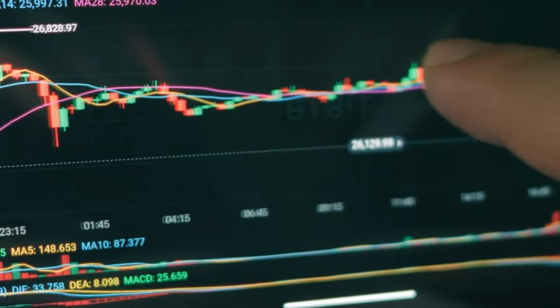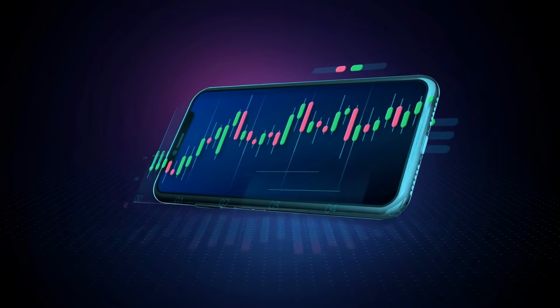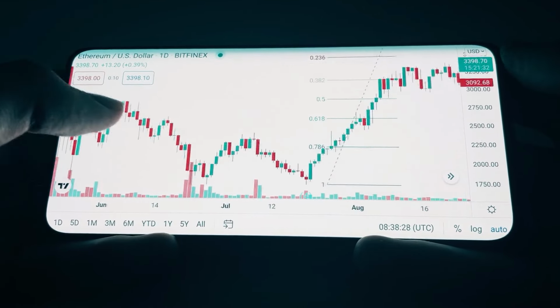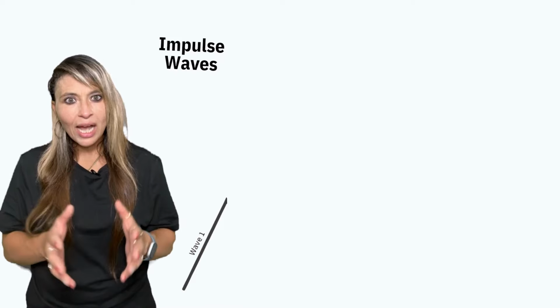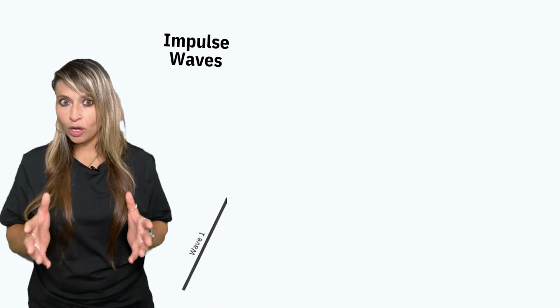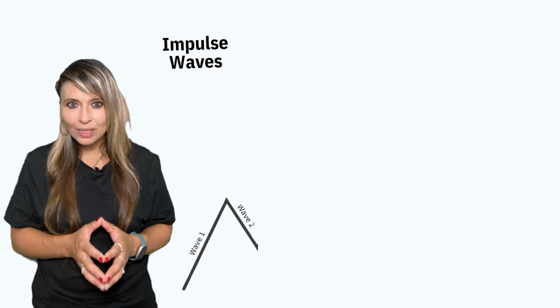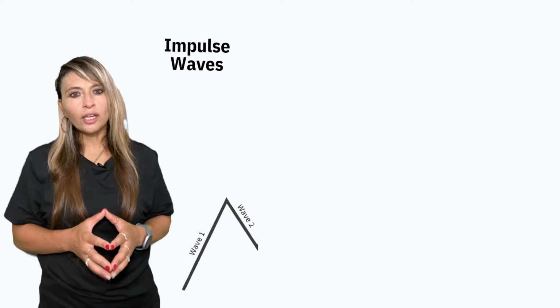There are two main types of waves: impulsive waves and corrective waves. Impulsive waves are the main movements in the trend direction and consist of 5 waves. Wave 1, the market moves up as some investors begin to feel optimistic. Wave 2, the market corrects slightly as some investors take profits, but it doesn't retrace the entire wave 1.